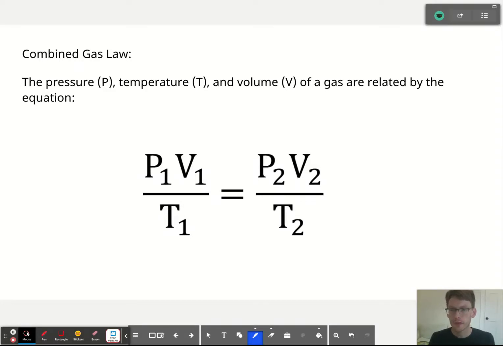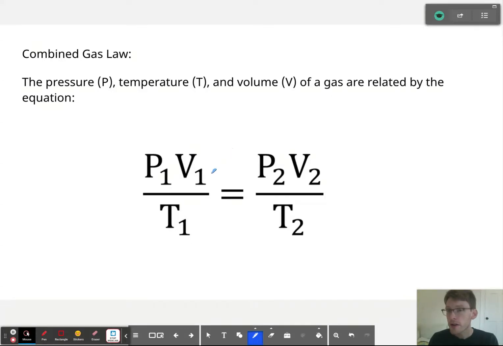The pressure, temperature, and volume of a gas can be related by this equation: P1V1 over T1 is equal to P2V2 over T2. This is essentially saying that if we have a gas at a certain pressure, volume, and temperature initially, and we change something about it, let's say we raise the temperature, then the pressure and the volume will change according to that change in temperature.